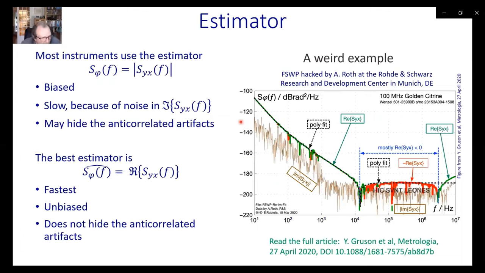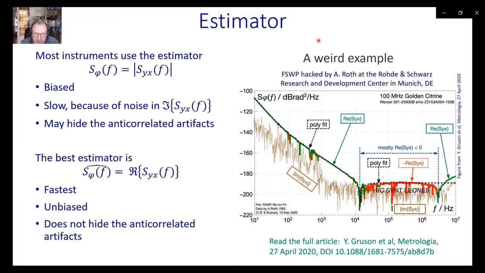Then we conclude with something really weird. Most instruments use the estimator that is the absolute value of the cross spectrum. And this estimator is biased because it can only be positive. It is slow because it takes in the unnecessary noise in the imaginary part, while all the useful signal goes in the real part. And this estimator may hide anti-correlated artifacts. The best estimator is the real part. This is faster because it doesn't take in unnecessary noise, it is unbiased, and it doesn't hide artifacts.